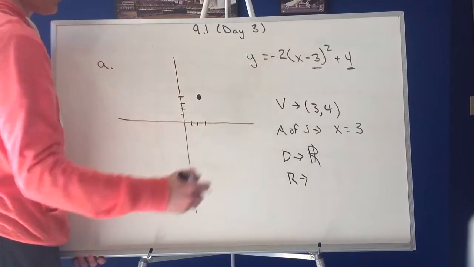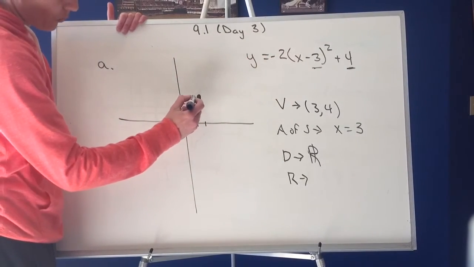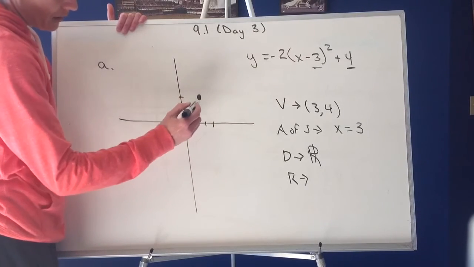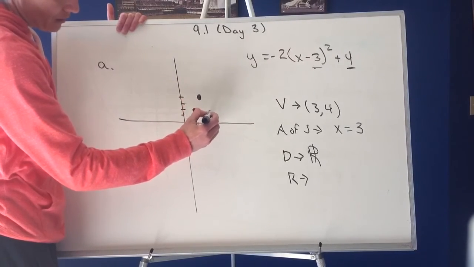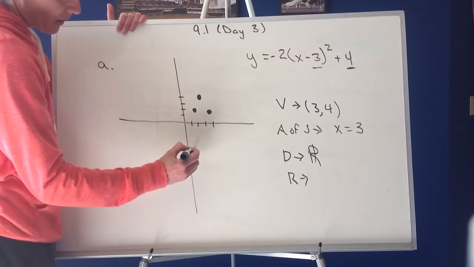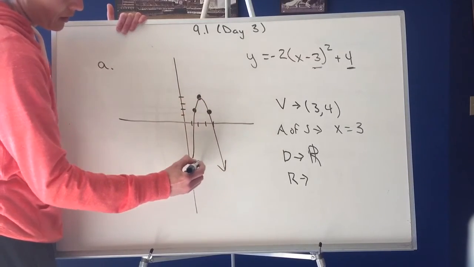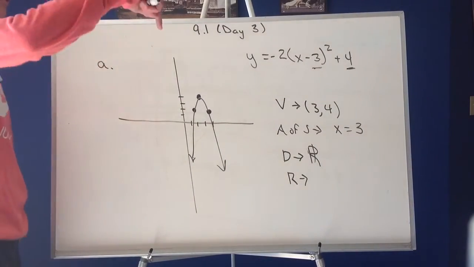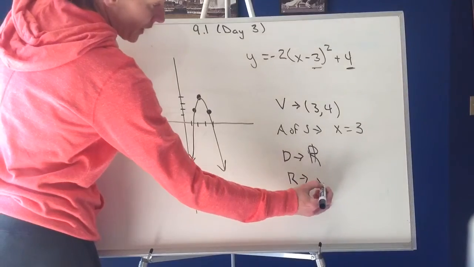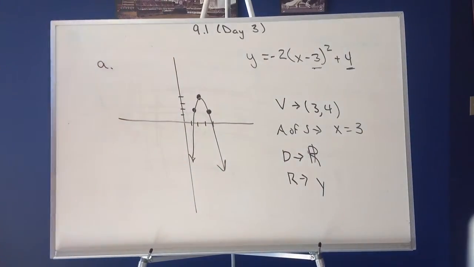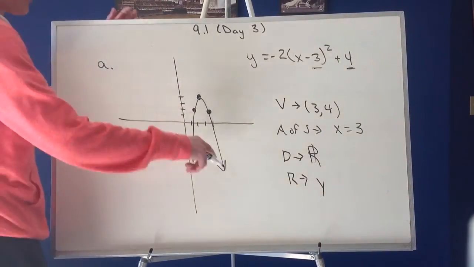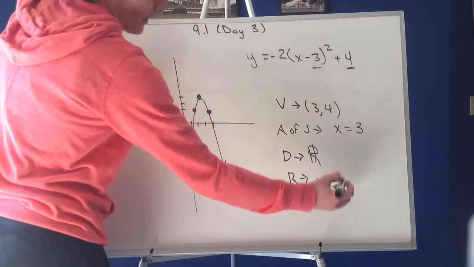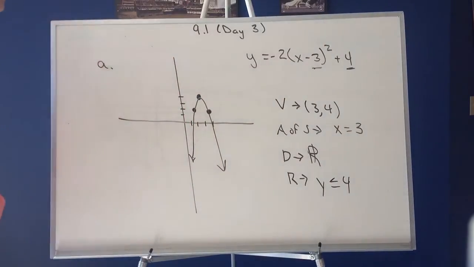The a is a negative 2. So that means when I go over 1, I want to go down 2. And then I want to mirror it on the other side. If I go over 1, I need to go down 2. So my graph is going to end up looking like this based off the transformation. You'll notice the graph is going down. Range is always y values. Always, always, always. Since I'm going down, it would be y is less than or equal to, and then the y value is 4 that I'm going down from.